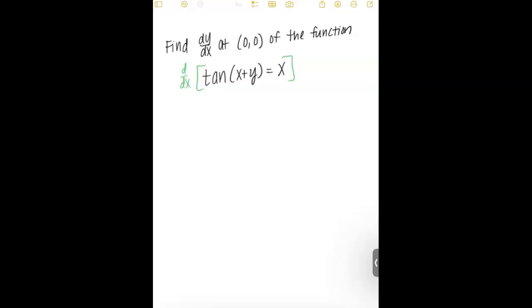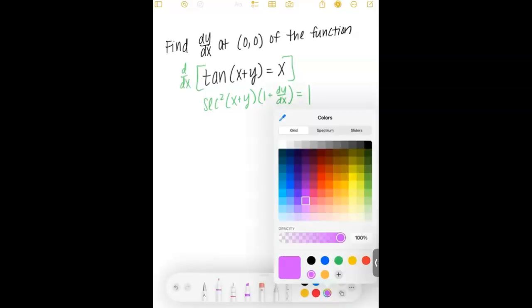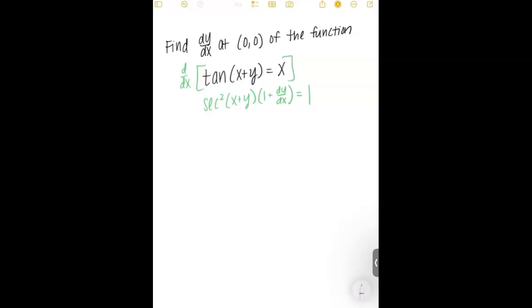We derive the outside, which is tangent. Tangent goes to secant squared. We keep the inside, but then we multiply by the derivative of the inside. So x's derivative is 1, plus y's derivative is dy dx. And again, it's really common we forget to derive the other side. Don't call the other side x, call it 1, because everything gets derived. Now this one is just the slightest bit tricky, because we're trying to get this dy dx by itself.